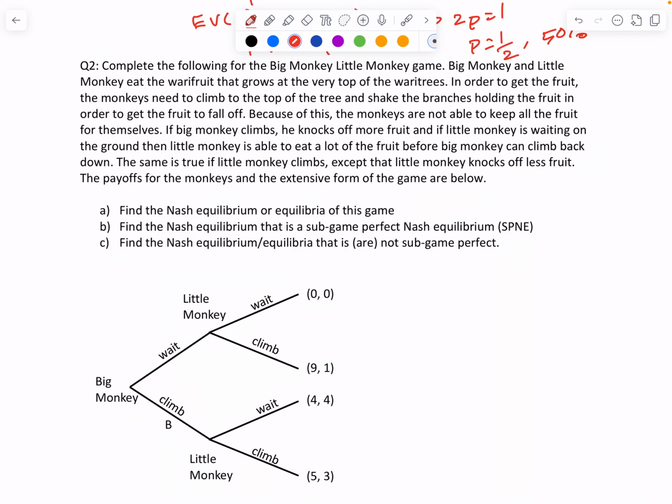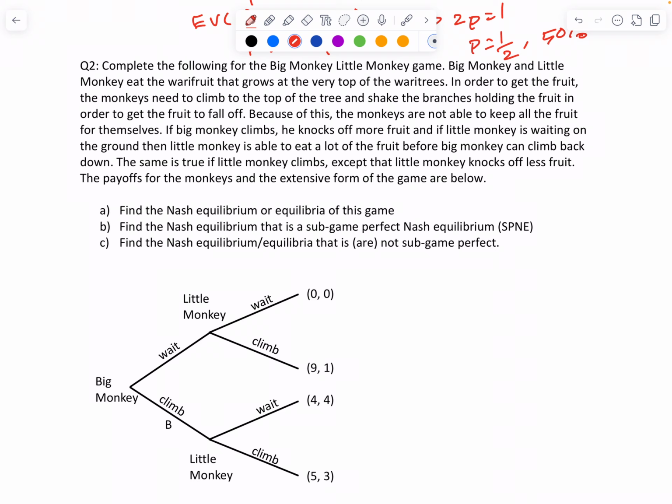Okay, so question 2 on the extra practice problem is kind of a classic game theory game for the extended form. It's big monkey, little monkey. So the idea is there's a big monkey and a little monkey, and they like to eat the fruit that's all the way at the top of the tree.